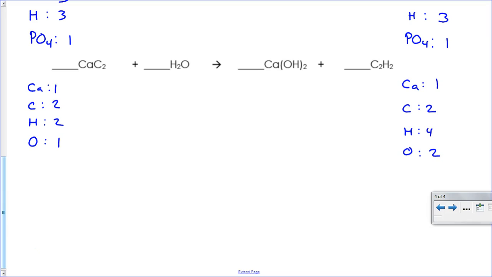All right, so here's what we can do. To get the hydrogens balanced, we want to get twice as many hydrogens on this side. So we put a 2 there. That changes this to 4 and 2. And that actually, if you look on both sides now, has made us balanced with all the other elements. And so that is the general process.